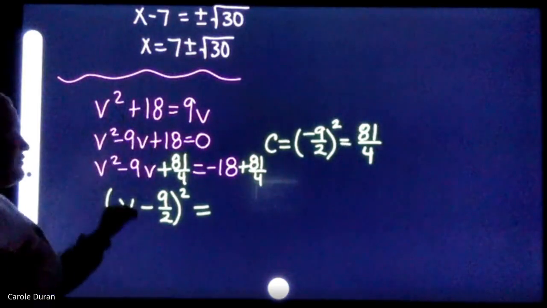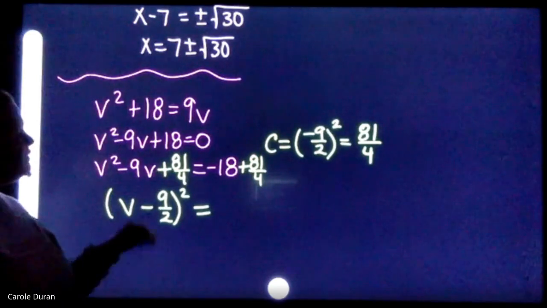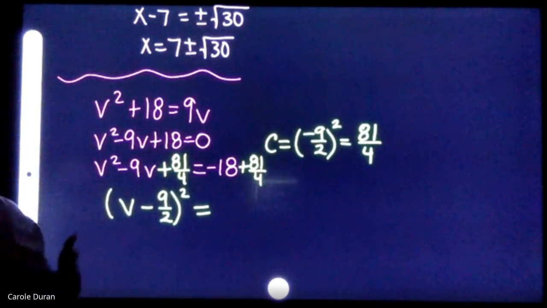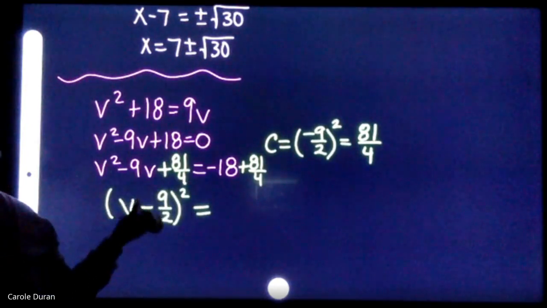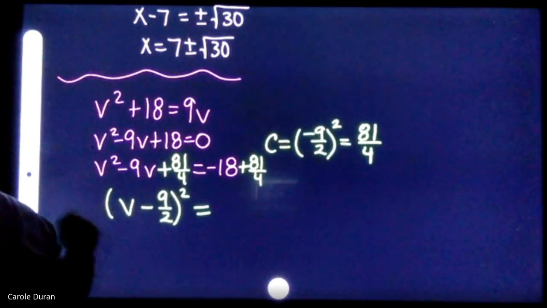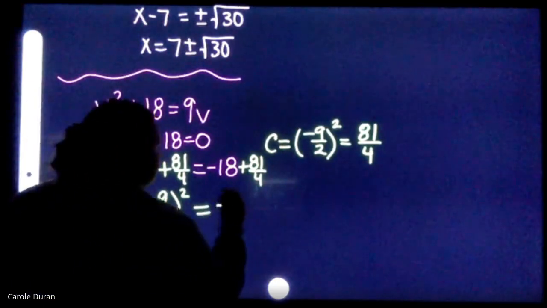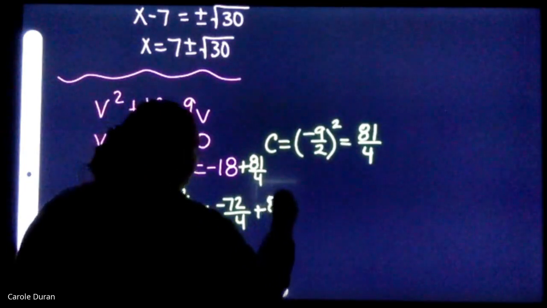So I factored the left-hand side using my perfect square trinomial shorthand that we learned. On the right-hand side, I need to put those numbers together, but I can't put them together the way they are right now. So I'm going to have to turn that negative 18 into a fraction over 4 so I can combine it with the 81 over 4 that's already there. In order to do that, I simply multiply that negative 18 by 4. When I do that, I get negative 72 over 4 plus 81 over 4.